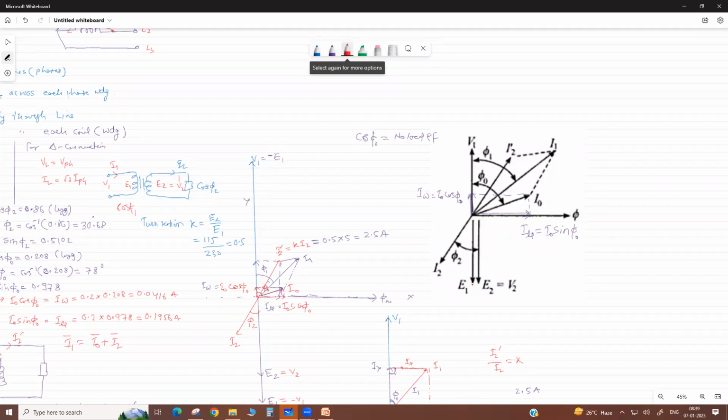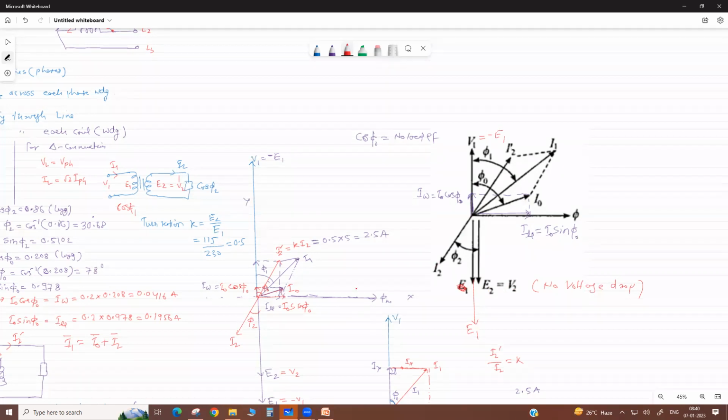Here it considers the same number of turns. If primary is HT, means a large number of turns, then this is E1, not this. Then E2 is also in the same phase. This is E2, and E2 equals V2 because drop is neglected. No voltage drop in primary and secondary. It means V1 equals E1 and E2 equals V2. Okay.